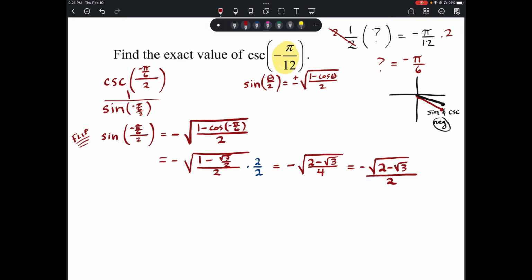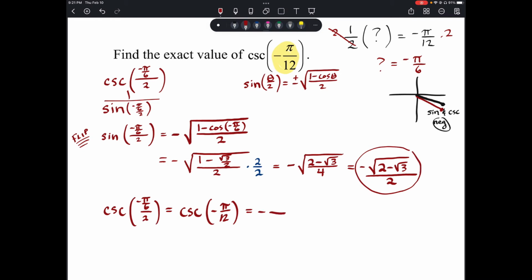So to get our cosecant of what we started with, that negative pi over 6 over 2, which is really the same thing as the cosecant of negative pi over 12, it's not this, because we're going to flip it over. Don't forget, we said we were going to flip it, so we're flipping it back. We have a negative 2 over the square root of 2 minus the square root of 3. And that is our answer.